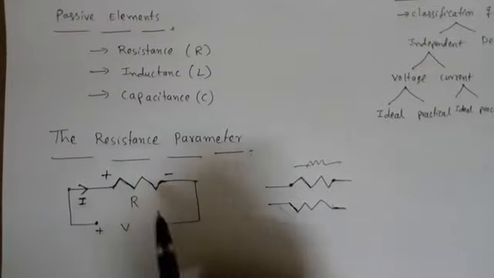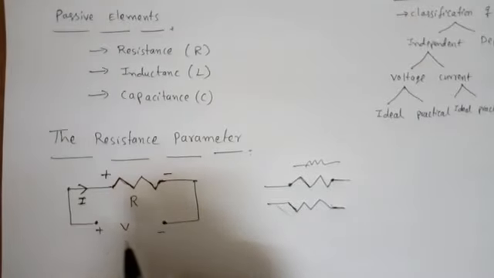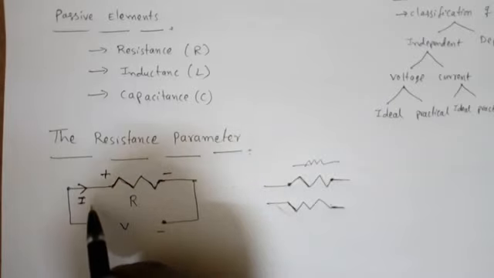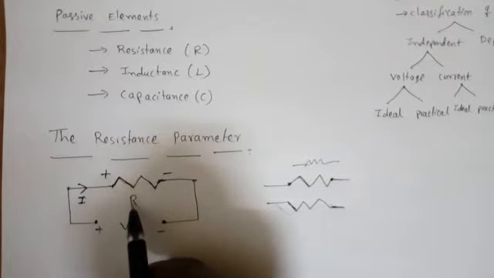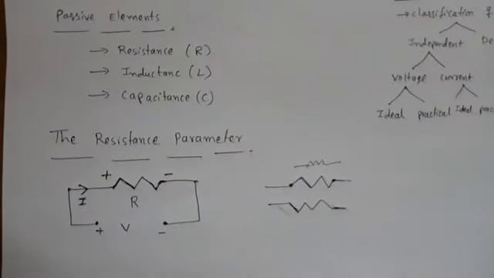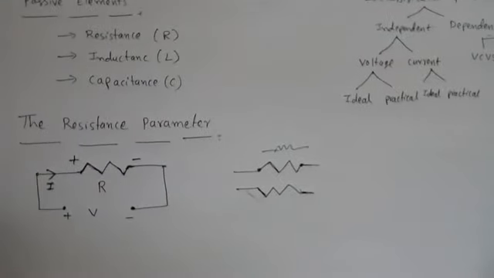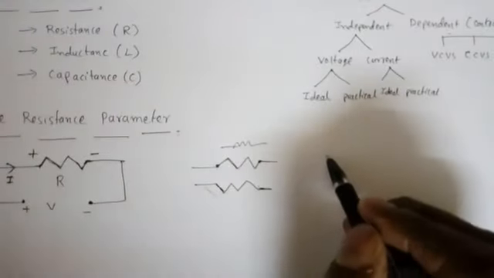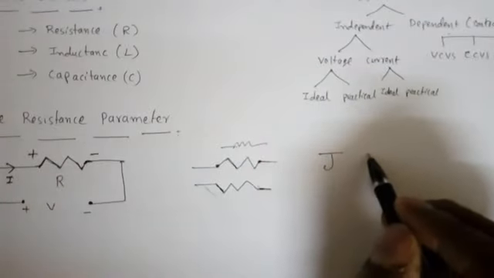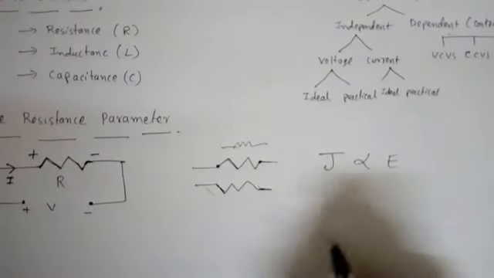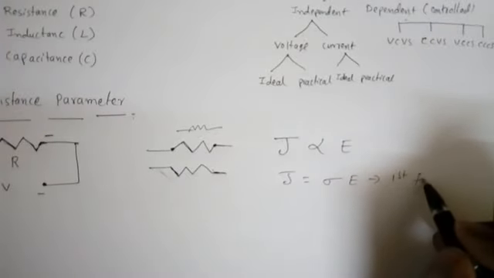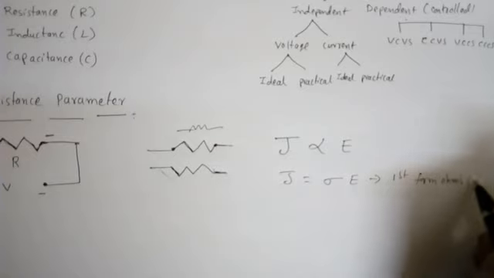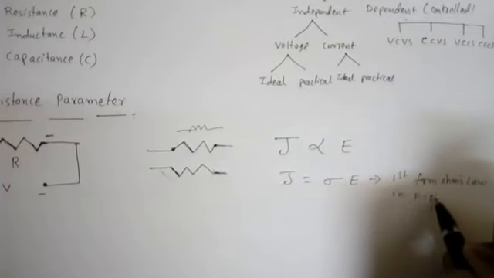Now we will discuss how to find the current. Remember, the resistance always resists the current flow through it, since it is made up of some material. But before that, let us see Ohm's law in field theory: the current density is directly proportional to the electric field E, and J is equal to sigma into E. I already told you, this is the first form of Ohm's law, in field theory.